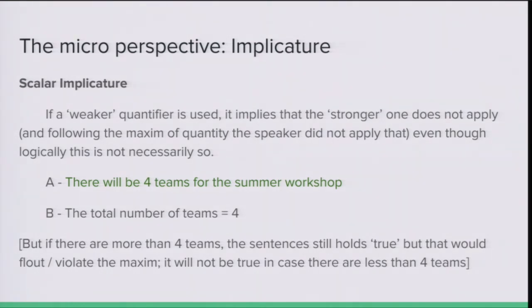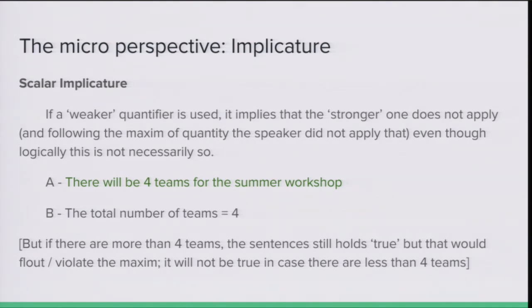Within conversational implicature, for some people, for me, it's a different kind of implicature altogether. There's something called scalar implicature. This works with quantifiers only. There's this idea of weak quantifier and strong quantifier, and it's a very formal idea, so I won't get into that formality, but you could just understand in very general terms that if a weaker quantifier is used, it implies that the stronger one does not apply, right?